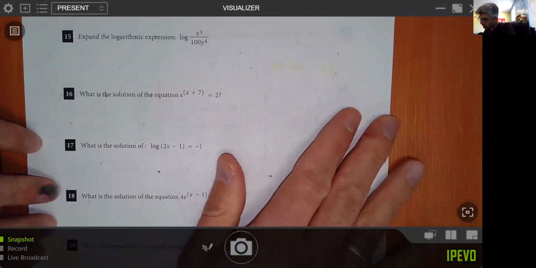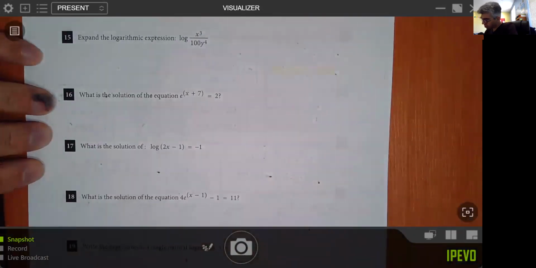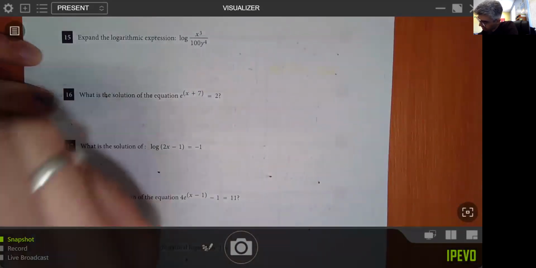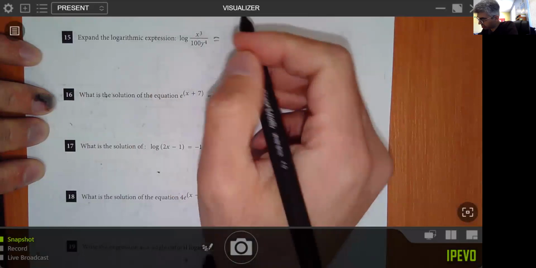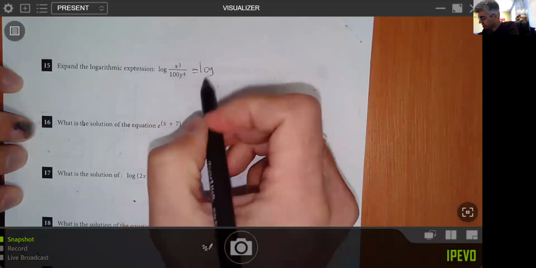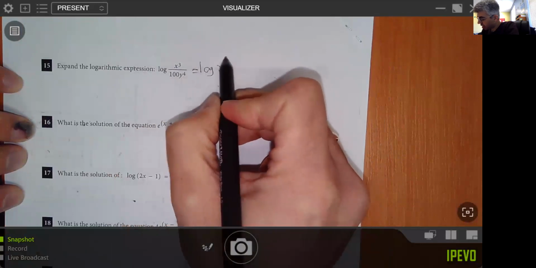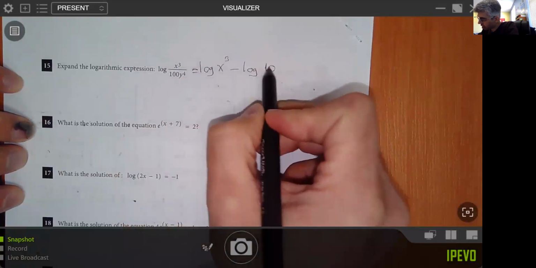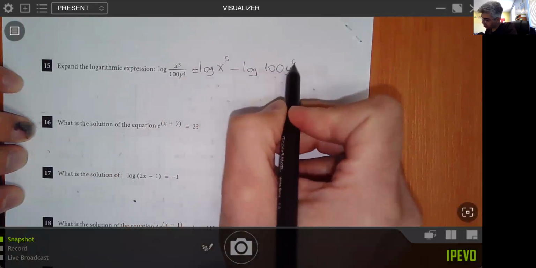Expand the logarithmic expression. All right, we know this, guys. Here we have division, so I write it as subtraction. The base is 10, it's not written. Log of x cubed minus log of 100 y to the power of 4.